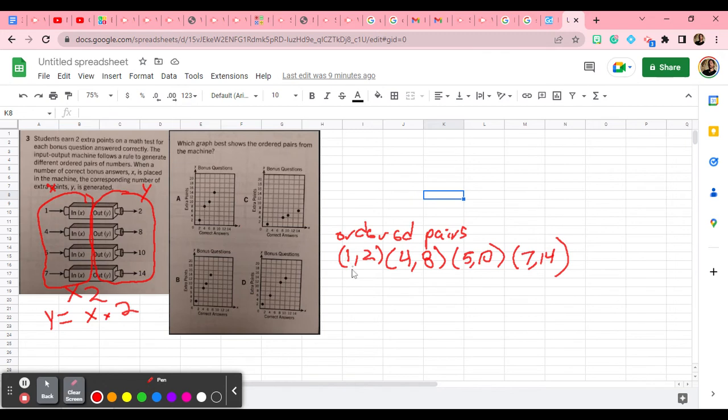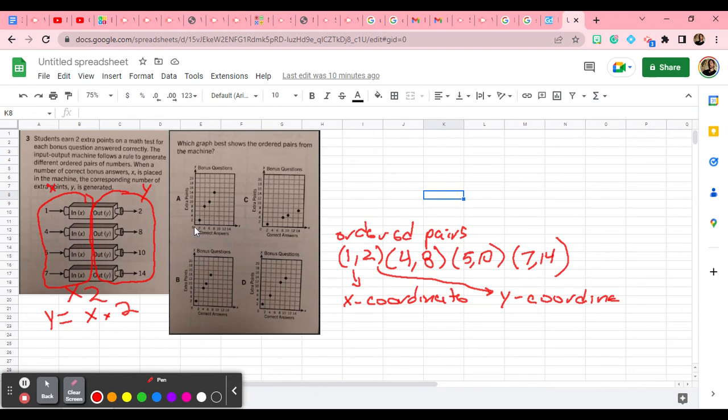Okay, so ordered pairs 1, 2, 4, 8, 5, 10, 7, 14. Remember, the first number, so the 1, would be our X coordinate. That's how many we go across. Okay, X coordinate. And the second number is our Y coordinate. And that's our second one. Because remember, we always crawl across the X axis first before we climb up the tail of the Y and go up.